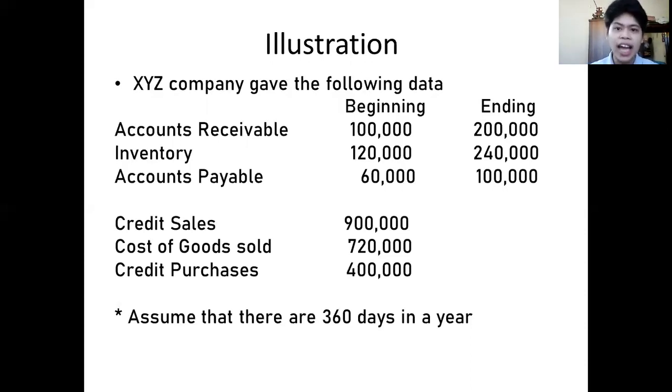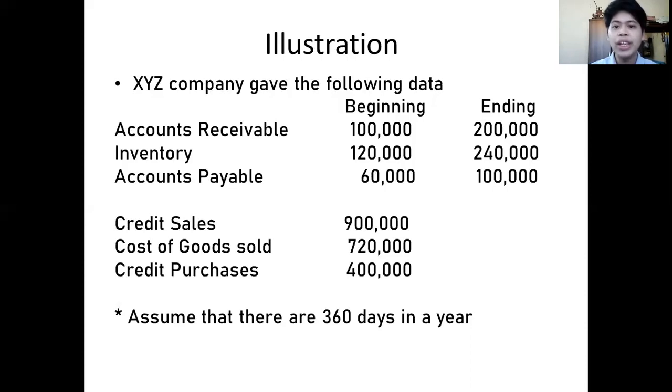Kasi di ba nakalagay credit. Pero what if sa ibang problems, hindi nakalagay yung word na credit. So again, you can assume na yung purchases na yun, credit purchases yun. Okay? So it's good na straightforward yung problem natin. Given lahat. So credit sales, cost of goods sold, and credit purchases. And ito, may binigay pa na assumption. Assume that there are 360 days in a year.